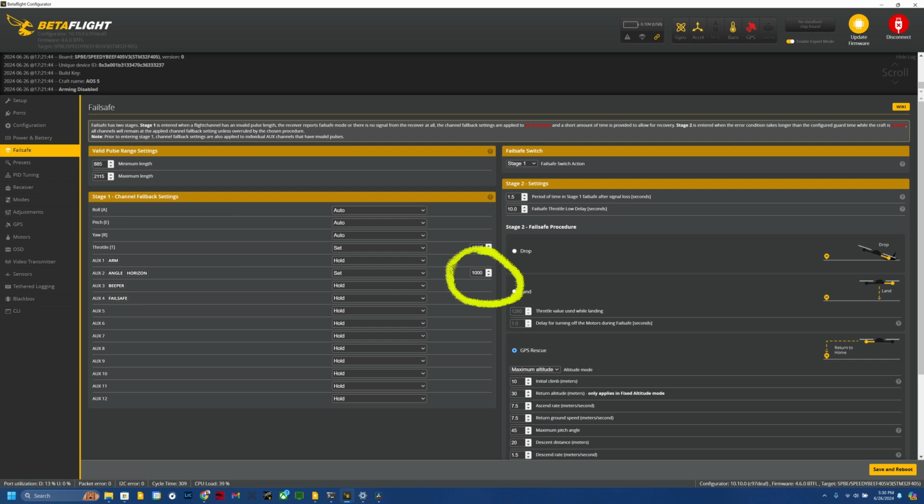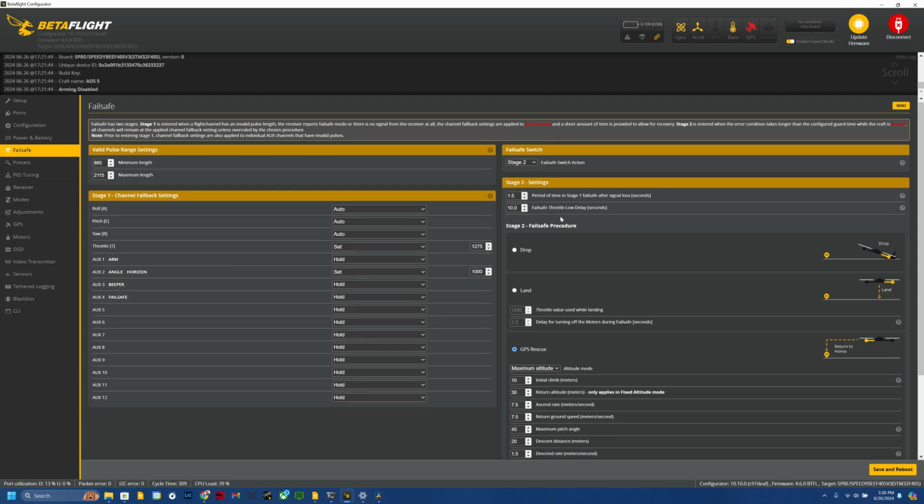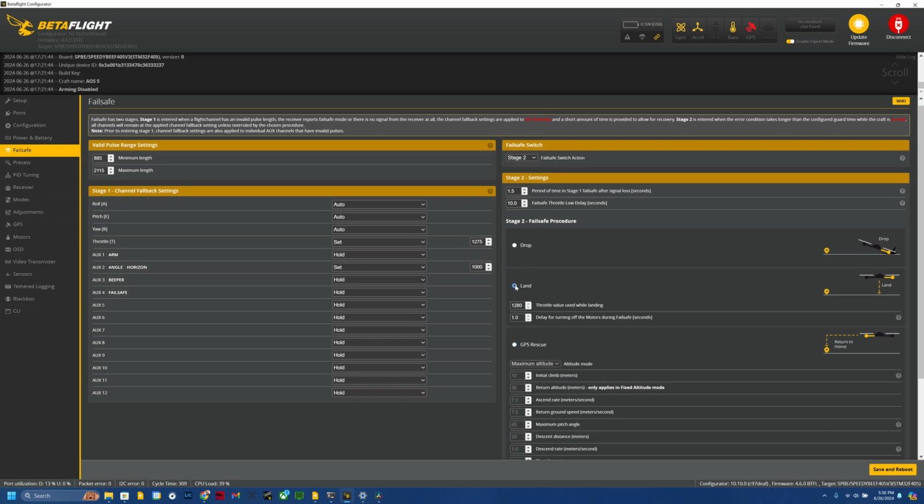Now, before we do any sort of real-life testing here, we should actually go in and change this to stage 2 and actually try to land my quad in the backyard with a throttle value of 1280, to make sure that my throttle value is correct for hover.